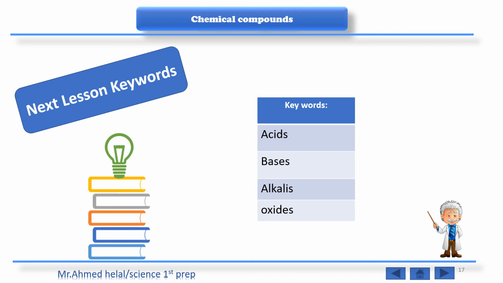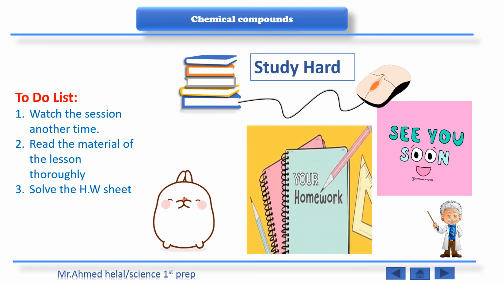These are the keywords of the next lesson. Repeat after me, please: acids, bases, alkalis, oxides. And this is the to-do list: watch the session another time, read the materials, and solve the homework sheet.